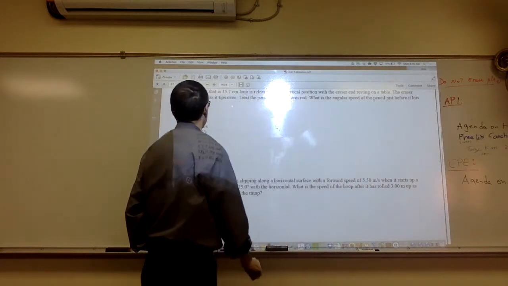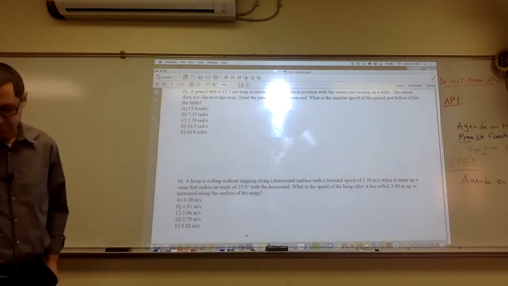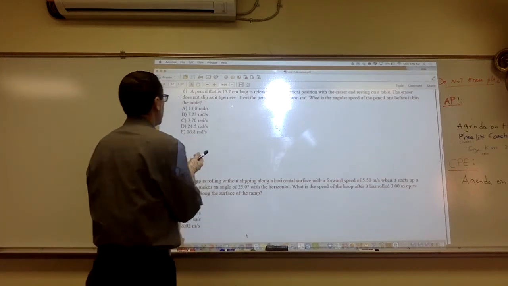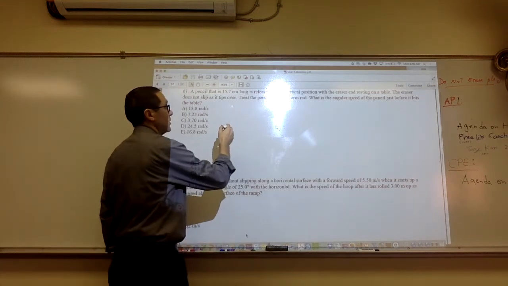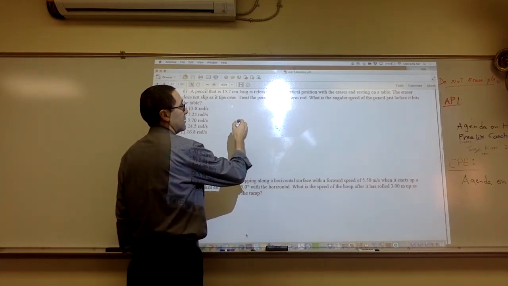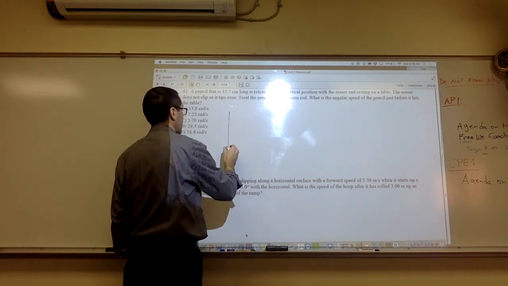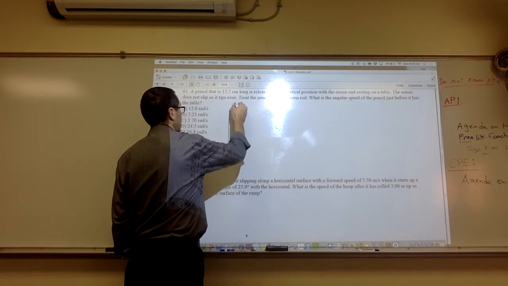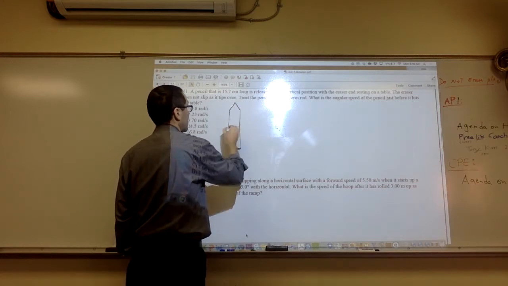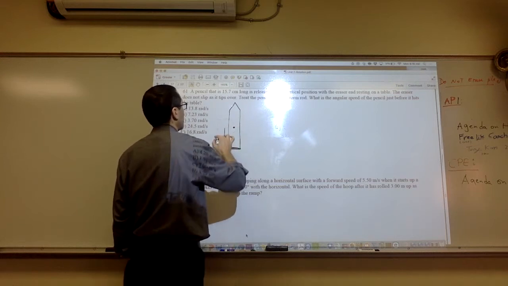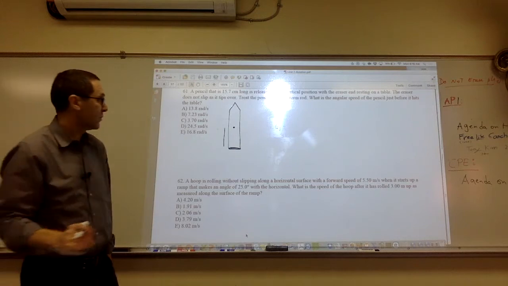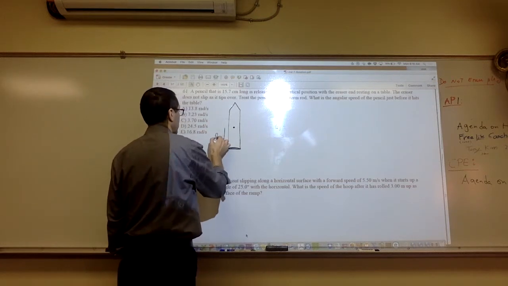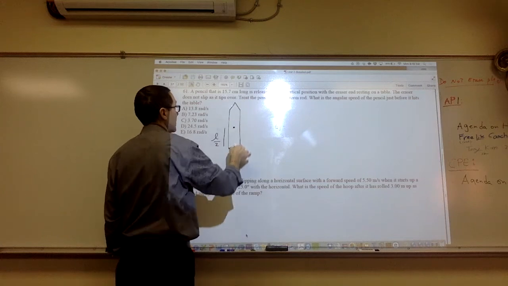Okay, let's look at number 61. A pencil that is 15.7 centimeters long is released from a vertical position with the eraser end resting on the table. So it looks like this basically. So here's the eraser end, here's your pencil. The center of mass of the pencil is here. That's only half of 15.7 from the bottom. So it's L over 2. This whole thing is L.